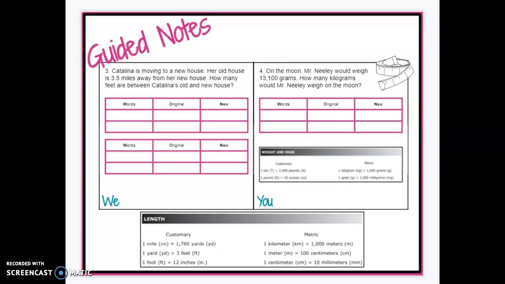Okay, welcome to part 2 of the guided notes. You'll notice that in the We Do, I have 2 of the charts, which means we're going to be doing a multi-step measurement conversion. Whereas on the one that you get to do, it's only one chart, which means you only have that 1 step. I did add the conversion charts from your STAR reference chart, the length and the weight and mass.